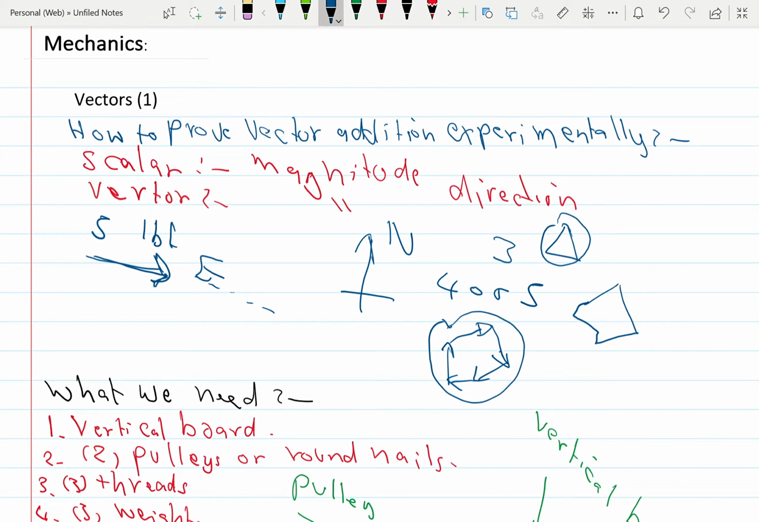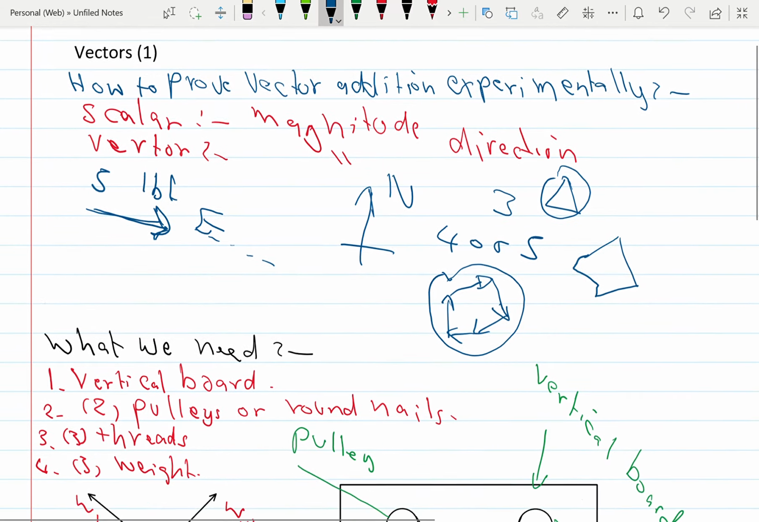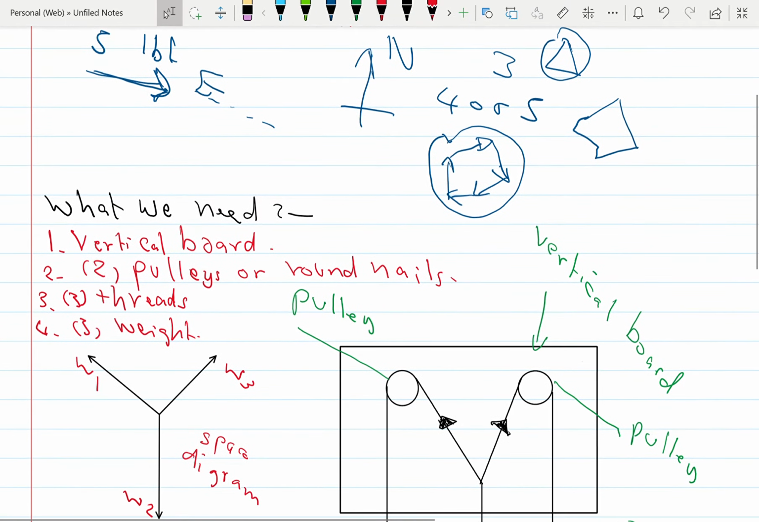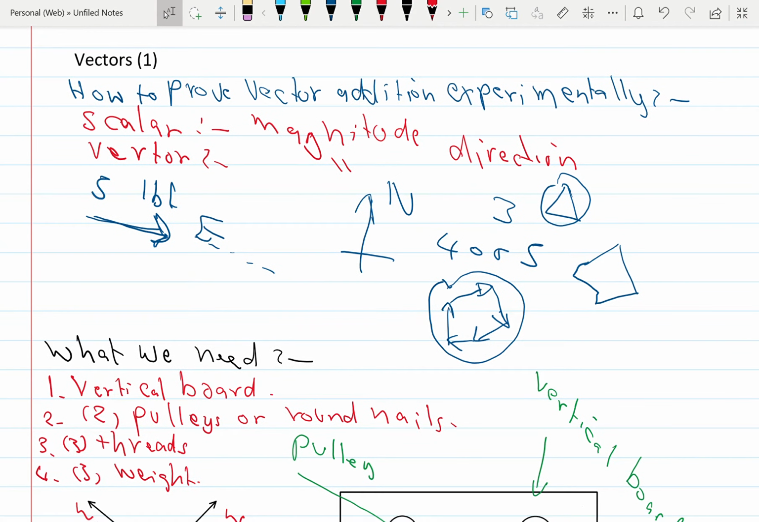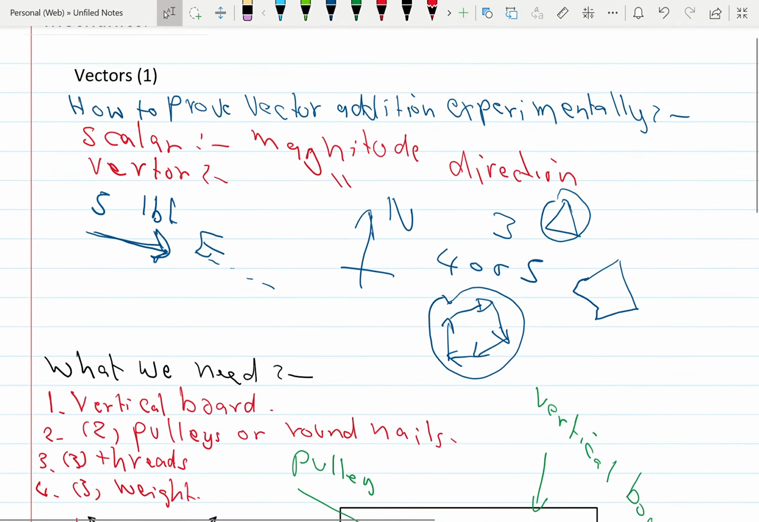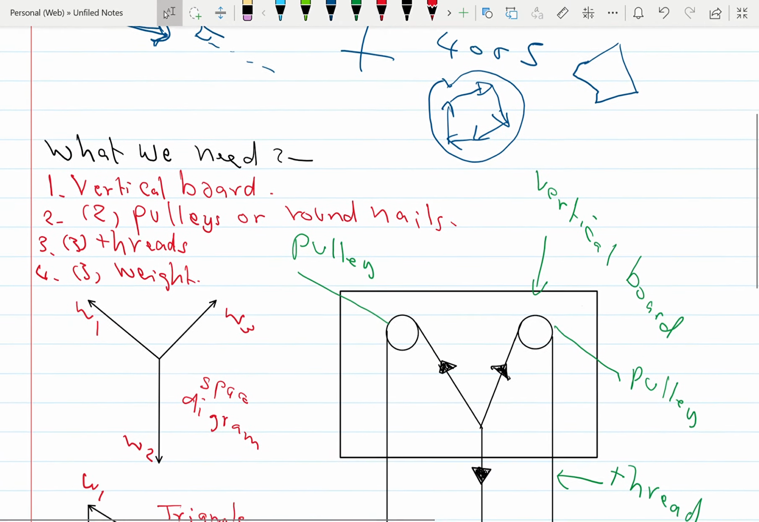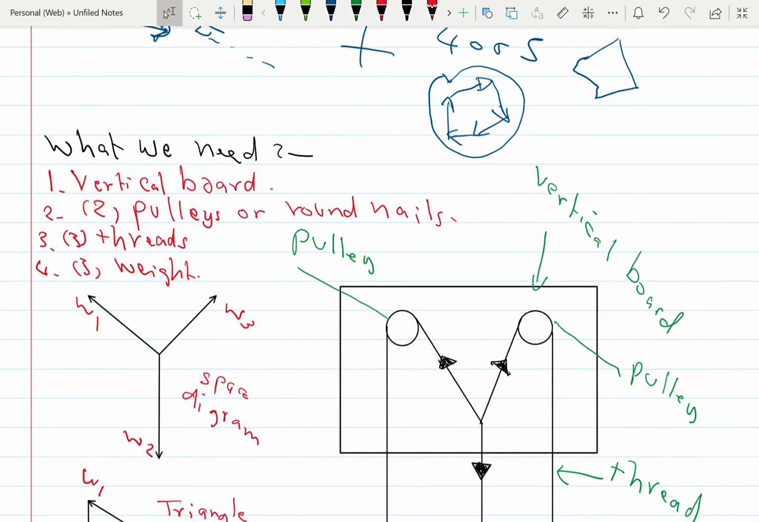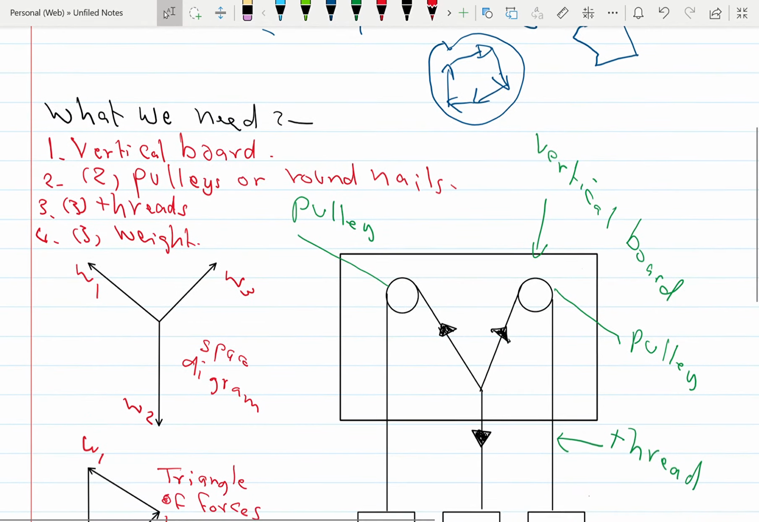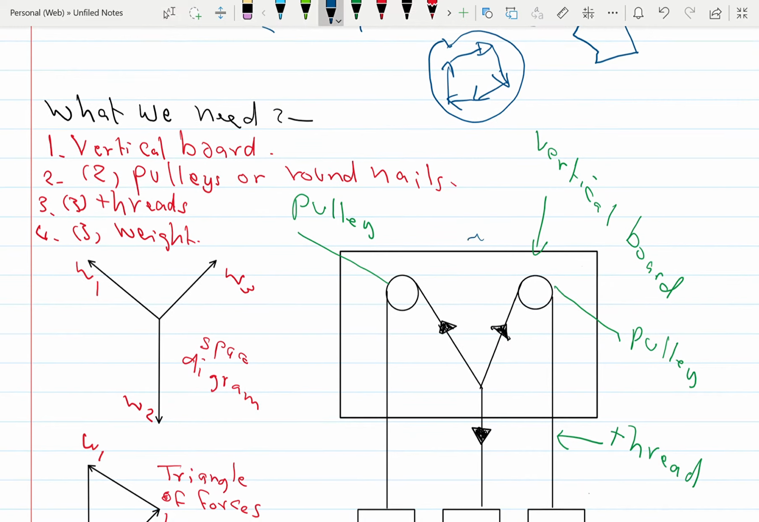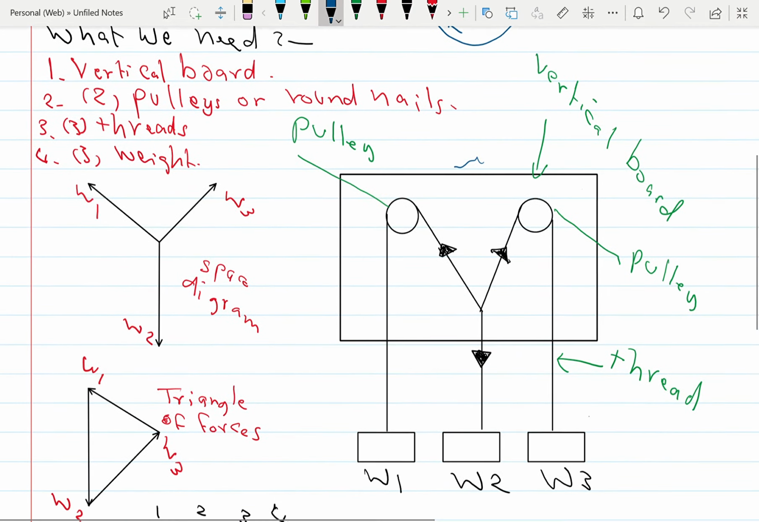So let us go to our experiment now. For this experiment, to prove vector addition experimentally, you need these things. You need a vertical board, the one shown here, and we need also 2 pulleys. And if we don't have pulleys, then we can use round nails. With the same board, we need also 3 threads, one for each weight.